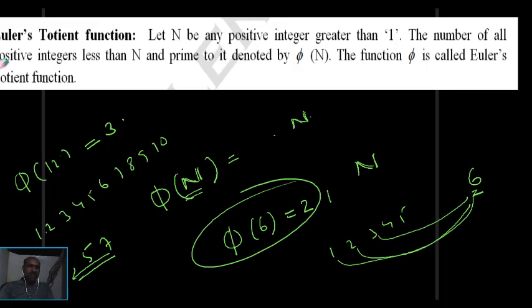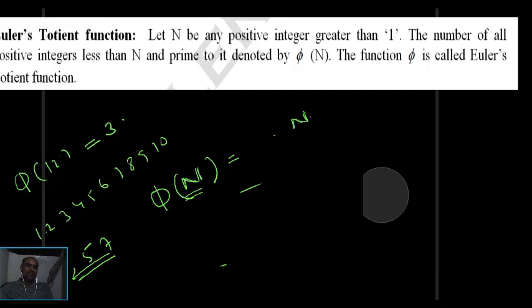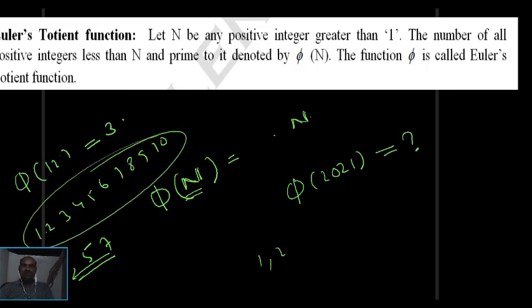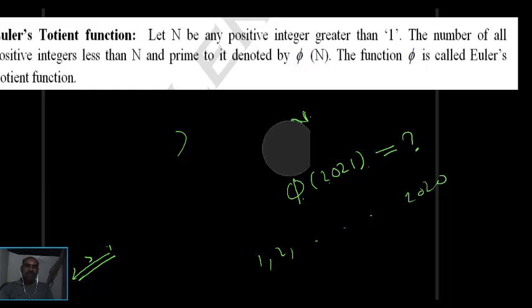But sometimes they will ask a question like this: phi of 2021. How to find it? This is not at all an easy method. You would have to verify from 1, 2, up to 2021, or find the GCD. Not at all easy. We have a theorem. By using the theorem, you can directly find the value of phi of 2021, or phi of any number n. We have the formula. I will explain that later.